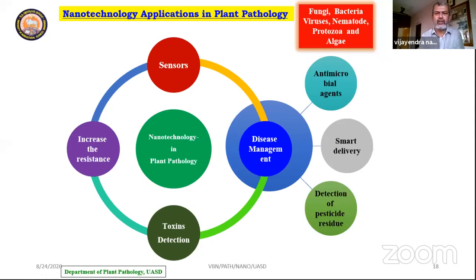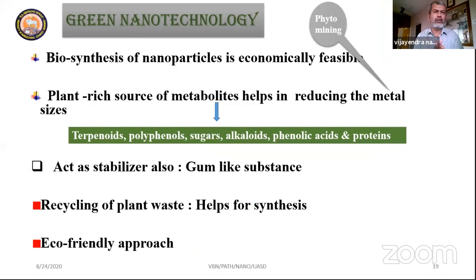So can we use them directly as antimicrobial agents or for smart delivery and detection? But I am mainly confining myself to the management of this group of pathogens. In all these things, we are introducing ourselves to the word green. Hopefully in the last 4 days we used green to a greater extent, and in future also we will say green is supposed to be the safest one.